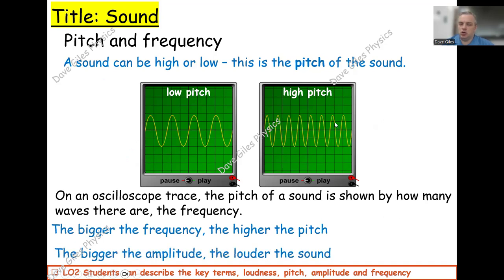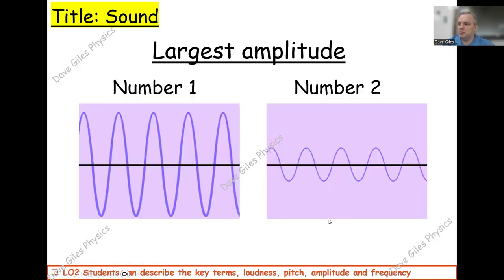And the bigger the amplitude, the louder the sound. So amplitude is related to loudness, the bigger the amplitude, the louder the sound, and frequency is related to pitch. The bigger the frequency, the higher the pitch.